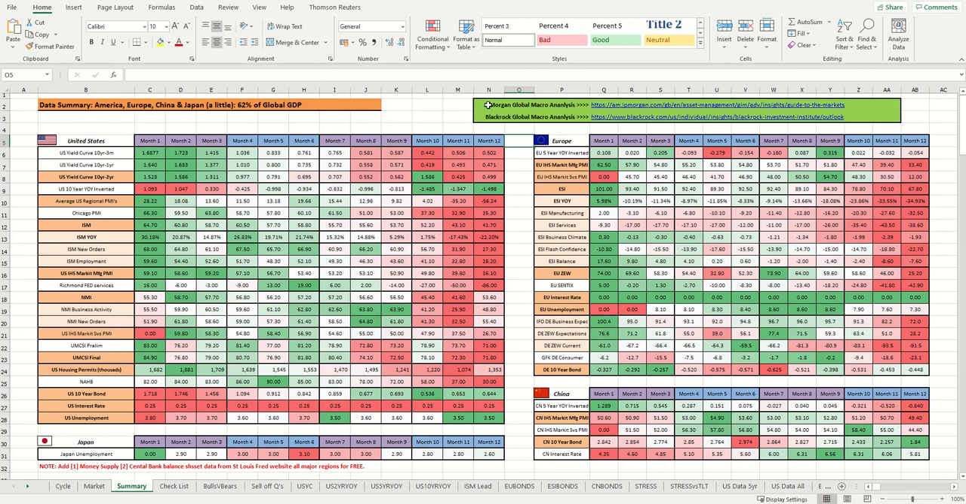I've also added this at the top. So this is JP Morgan's and BlackRock's Global Macro Outlook. Again, all freely available. So you just click on the links and they should open up.